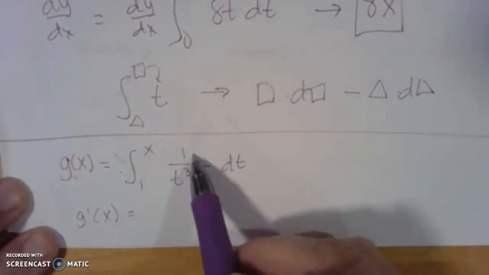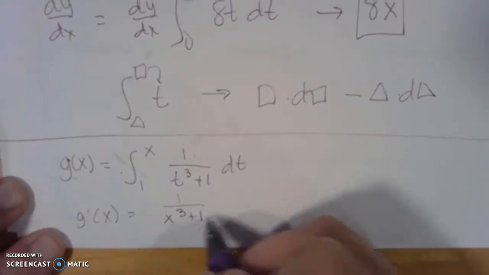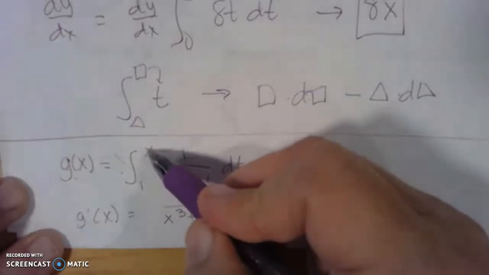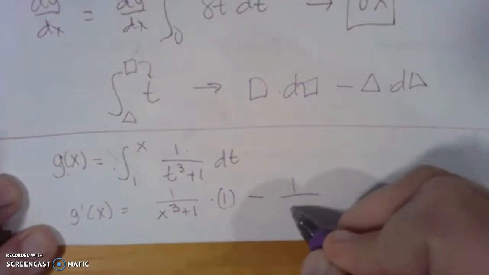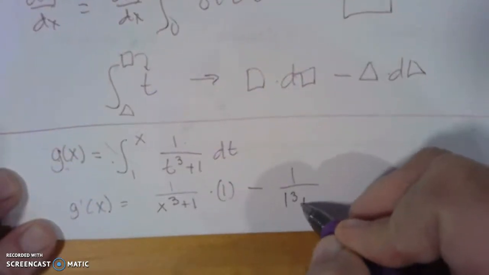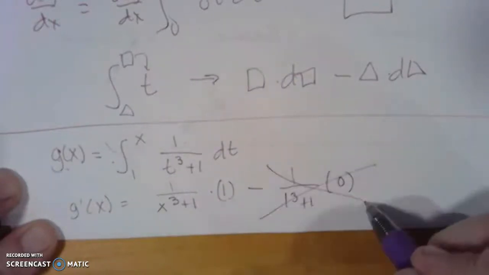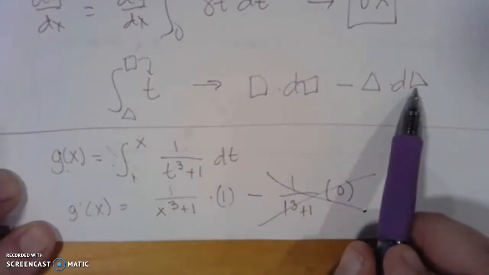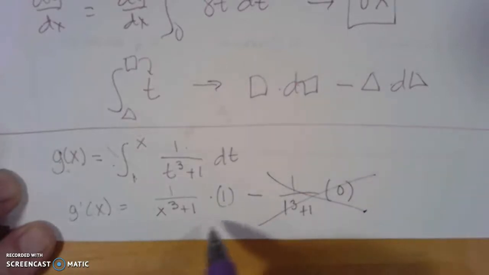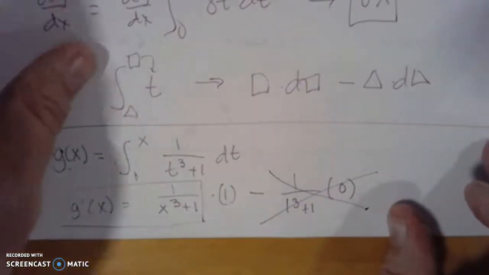And I'm going to just substitute this x in, and I'm just going to get 1 over x to the third plus 1 times the derivative of x. Well, the derivative of x is just 1, so I don't have to do anything. Plus, and then I could substitute in 1 to the third plus 1 times the derivative of 1, which is 0. So that I don't really care about. When this bottom number is just a constant, it's just going to be multiplied by a 0, because the derivative of a constant is a 0. So the answer is just this portion right here. Okay, let's do a couple more examples.